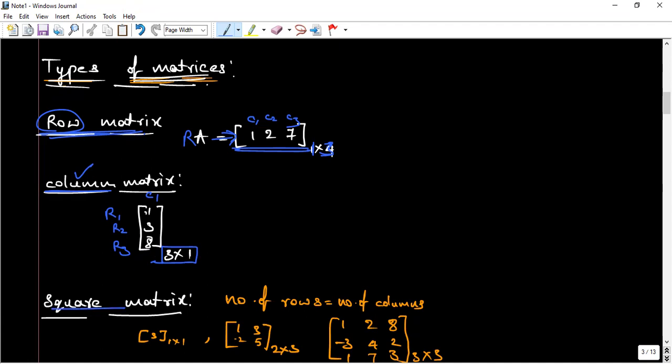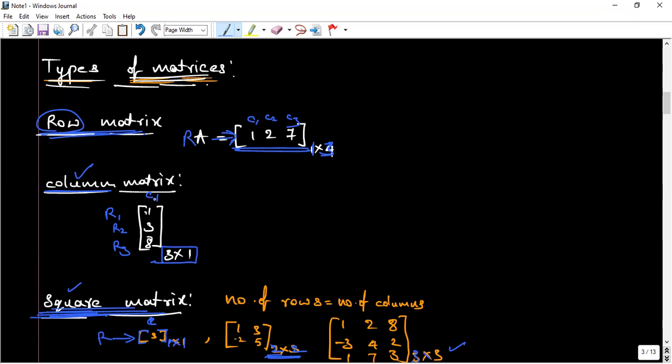Just observe the next one, square matrix, where the number of rows and number of columns are equal. Just see this. There is only one element, only one row, only one column. That's why its order is 1 by 1, with number of rows and columns equal. 2 by 2: here also the number of rows and columns are equal. 3 by 3: number of rows and columns are equal. If you see such an arrangement, it is called a square matrix.